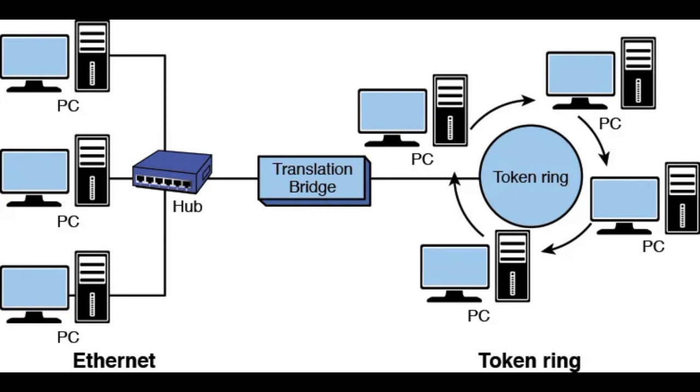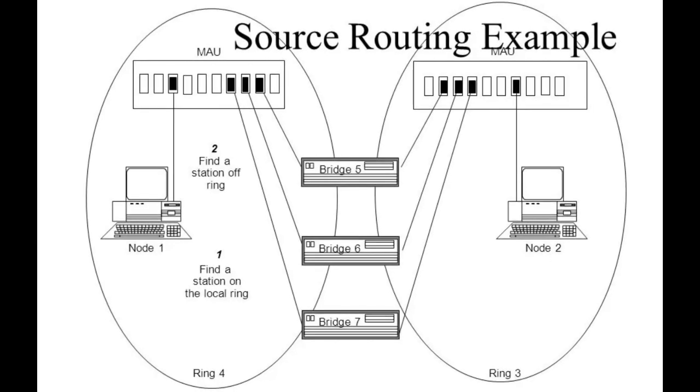Then the last one is source route bridge. Source route bridge is one type of technique used for token ring networks, and it is designed by IBM. In this bridge, the total frame route is embedded in one frame, so that it allows the bridge to make a precise decision of how the frame is forwarded using the network.